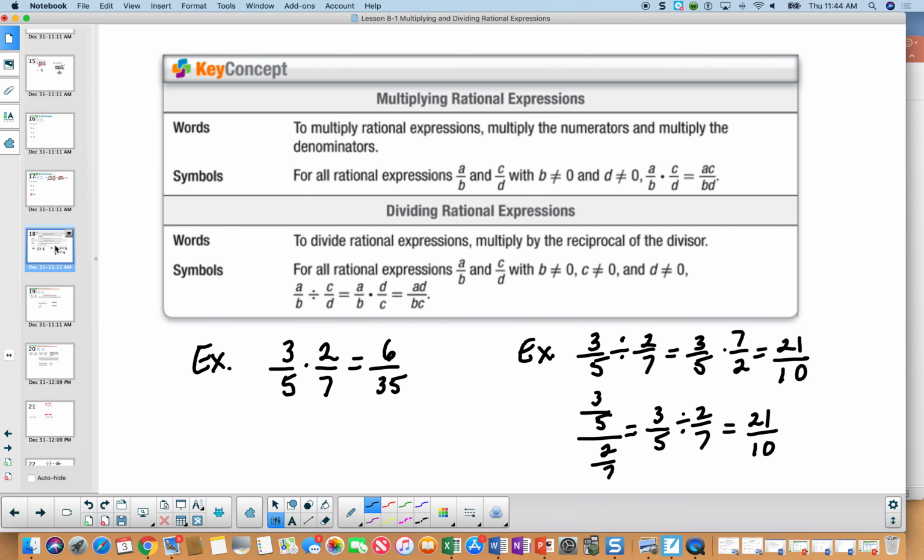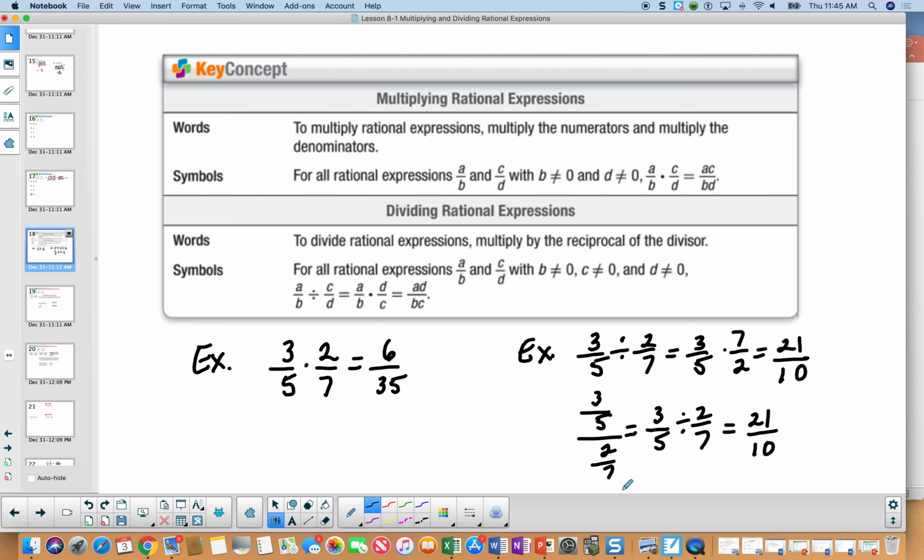Let's take a look at reviewing multiplying rational expressions, or multiplying fractions and dividing with fractions. Here's our elementary example: 3/5 times 2/7. Notice there's no reducing. All I do is multiply across: 6 over 35. In a division problem, remember you change it to multiplying by the reciprocal, and there's nothing in common to reduce, so it's multiply across: 21 over, multiply across.